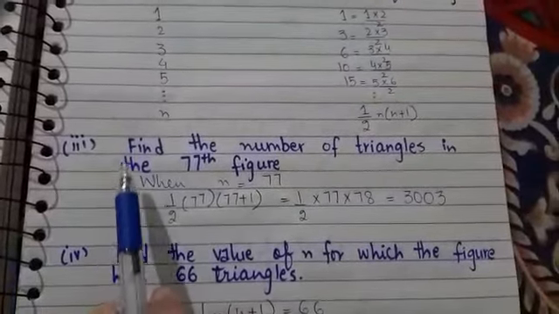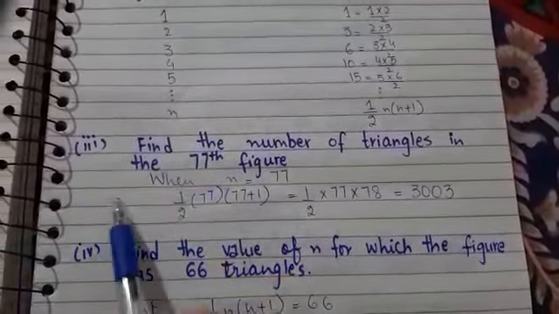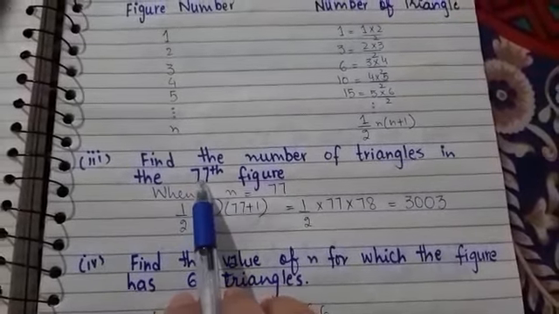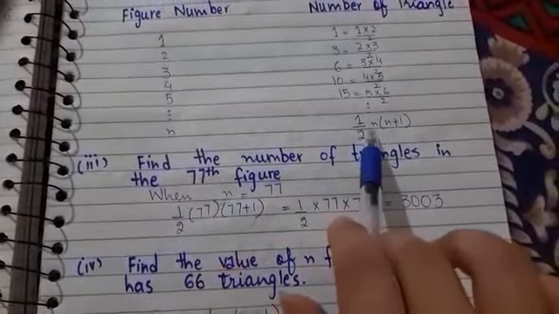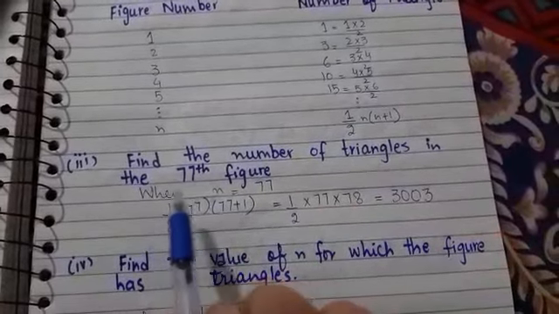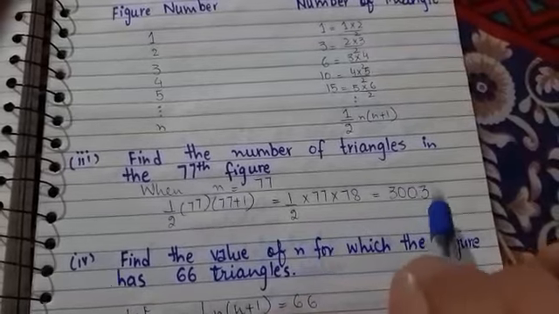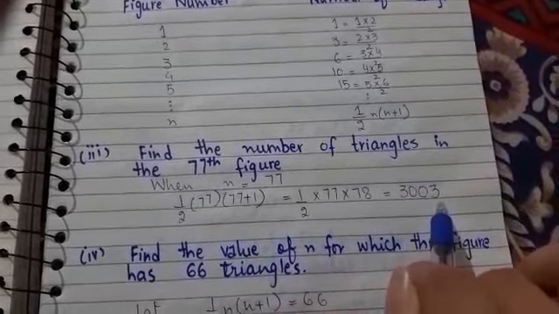In the third part we are required to find the number of triangles in the 77th figure. So we will replace n with 77, as n is equal to 77. So after simplification we will get this answer, 3003.